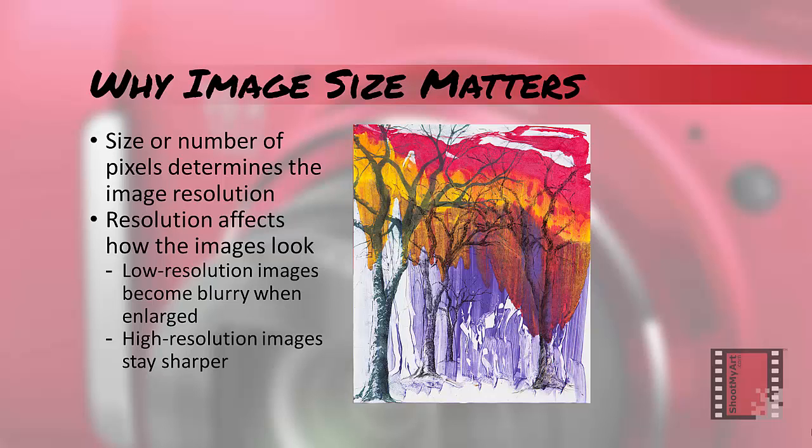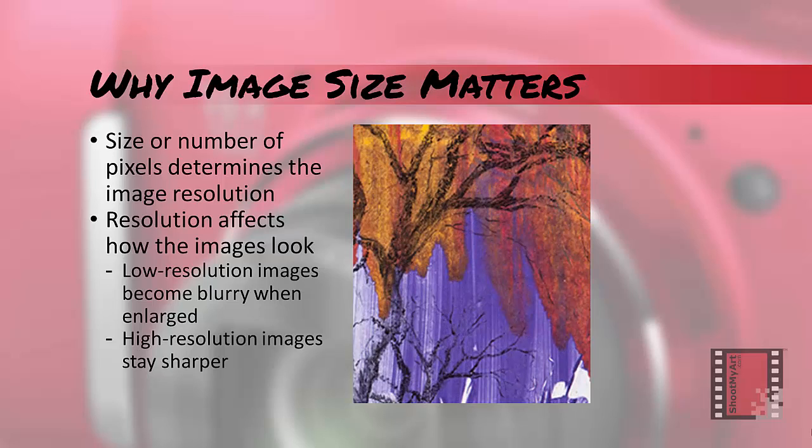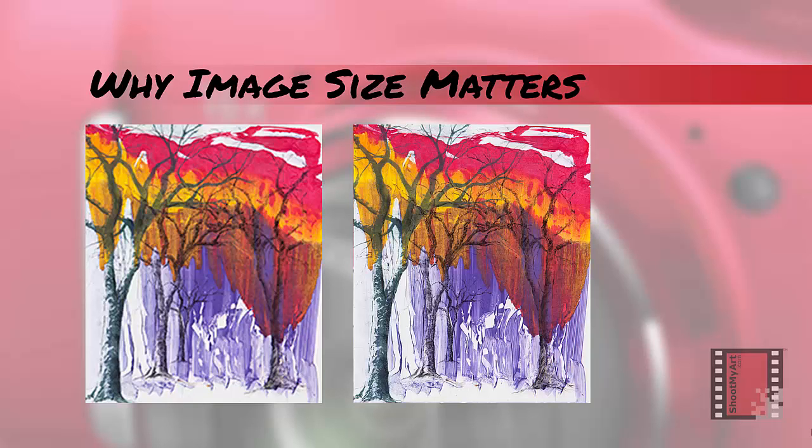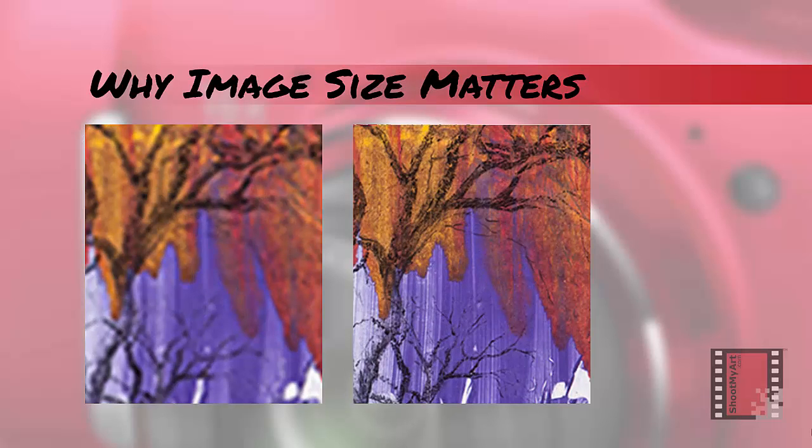A high-resolution image, such as this one, looks sharp and stays relatively sharp when enlarged. With more pixels, there are enough to show detail in the image when it's magnified for closer viewing or reproduced in a larger print. Let's look at the images side by side, the overall view and the enlarged view.